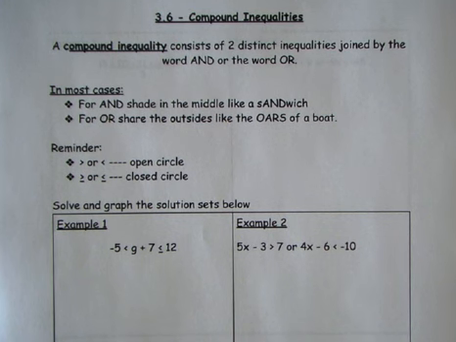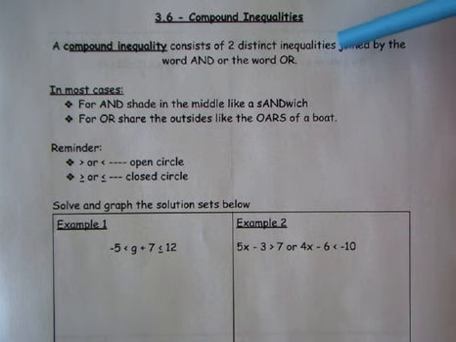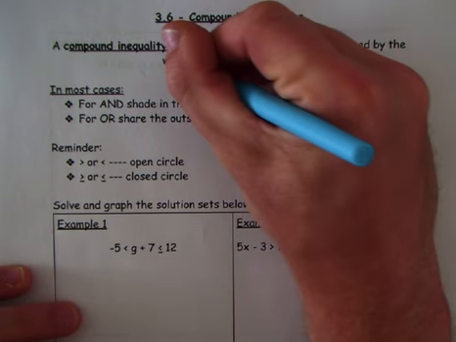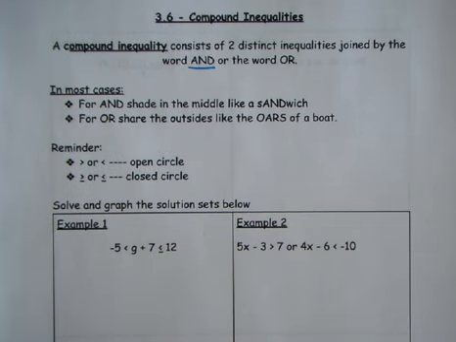So compound inequalities, we actually saw one in our last set of notes where we're looking at how to use a union symbol for interval notation. But compound inequalities consist of two distinct inequalities that are either joined by the word and, or joined by the word or. Kind of funny to say "or joined by the word or," right? So compound inequality, two distinct inequalities joined by the words and or.